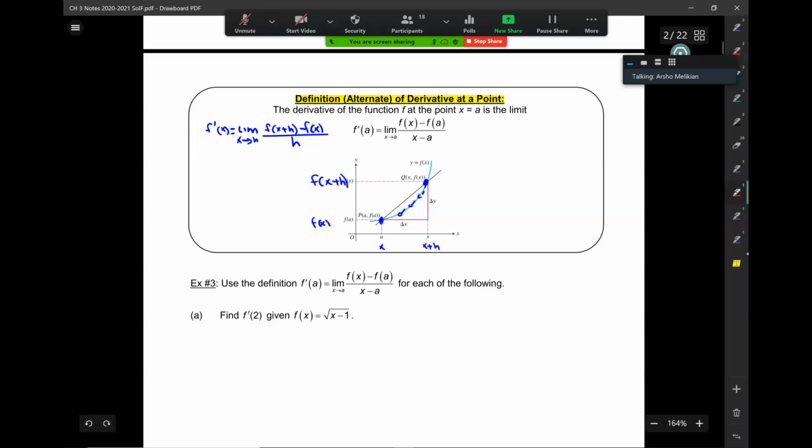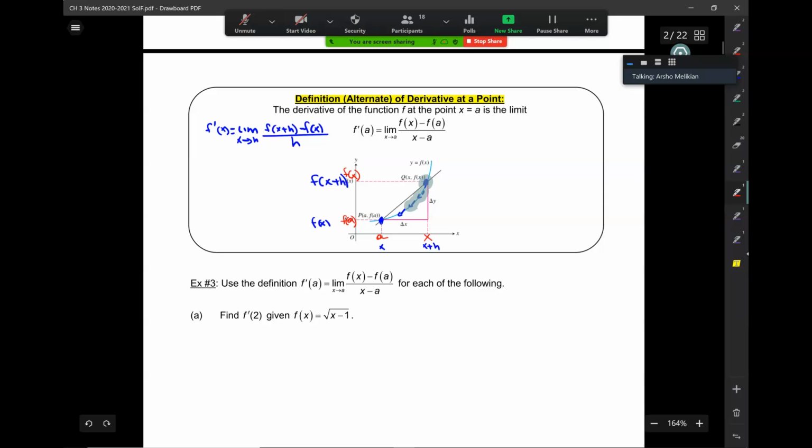Instead of calling my 2 points on the x-axis x and x plus h, all those are like 2 different ways of naming a point. I could have also called them a and x, right? As long as I have 2 unique names for the points, it doesn't matter what I call them. I could have called them like happy face and sad face, right? So when I have a and x, I now have f of a and f of x.